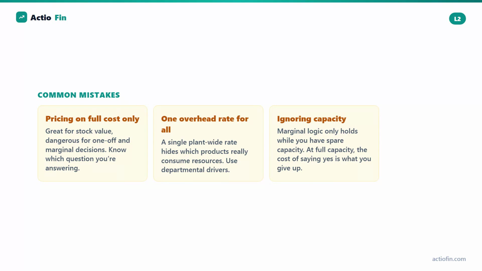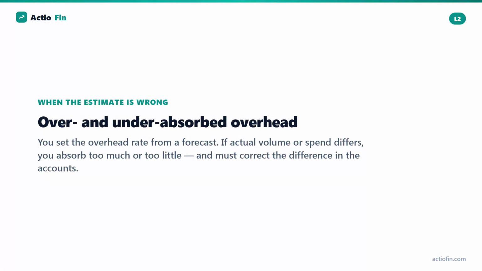One practical wrinkle. You set the overhead absorption rate in advance, from a forecast of overhead and volume. Reality rarely matches the forecast exactly. If you make fewer units than planned, you absorb less overhead than you actually spent. That is underabsorption, and profit is overstated until you correct it. Make more, or spend less, and you overabsorb. At period end, the difference is written off to the profit and loss as an adjustment.